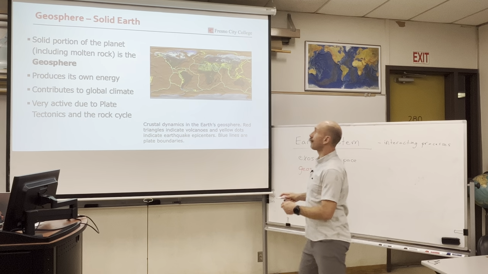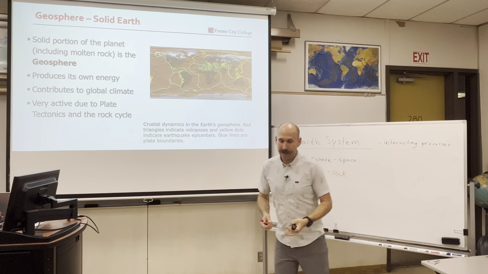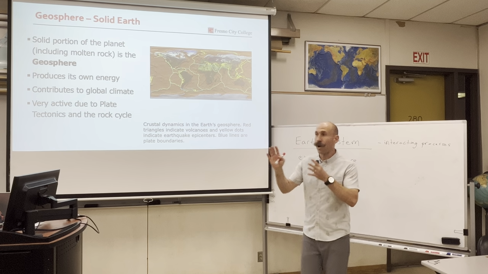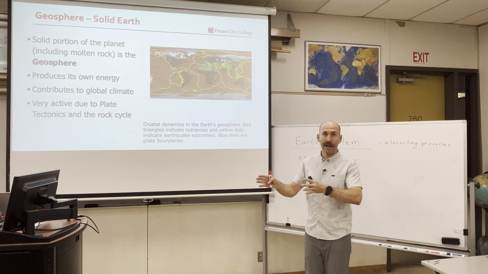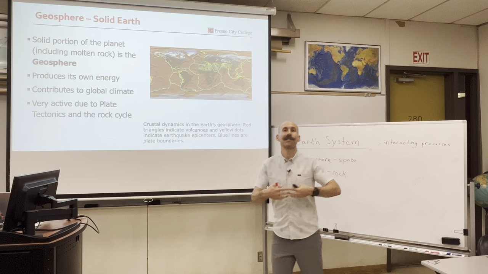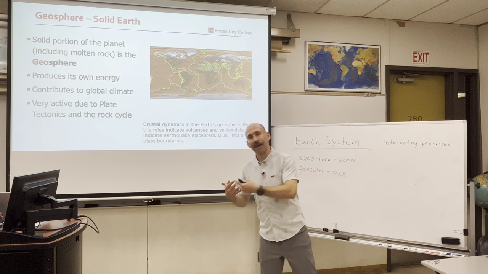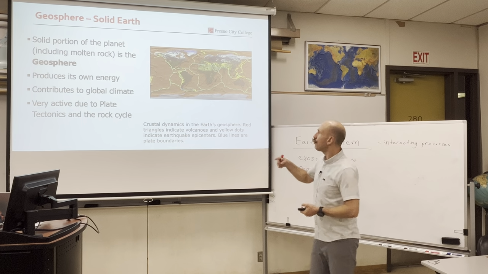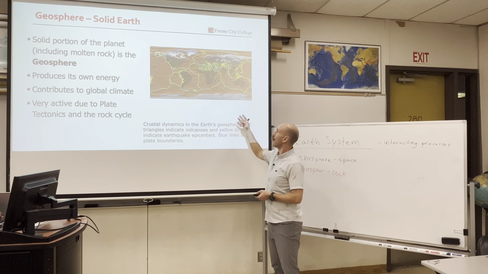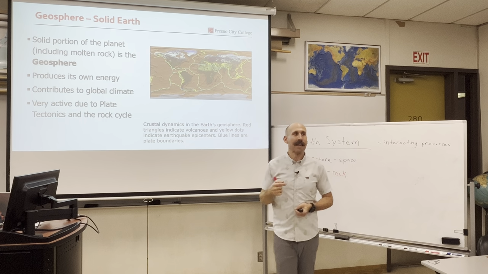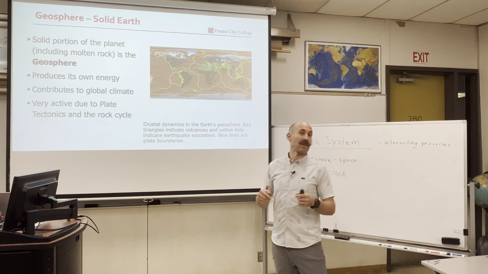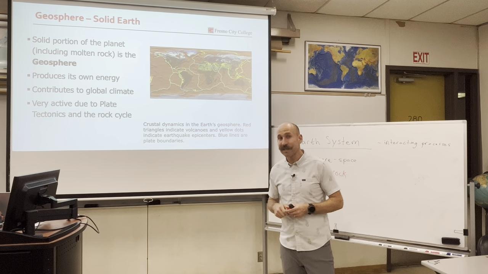AKA the lithosphere. So Earth's internal heat from the formation of Earth about 4.5 billion years ago drives plate tectonics. Plate tectonics leads to the formation of mountains and oceans, the recycling of crustal material, the movement of heat around the globe. So the geosphere is a sink for carbon, which means carbon dioxide gets locked in rocks and stays there for a long time, which helps to balance it in the atmosphere.